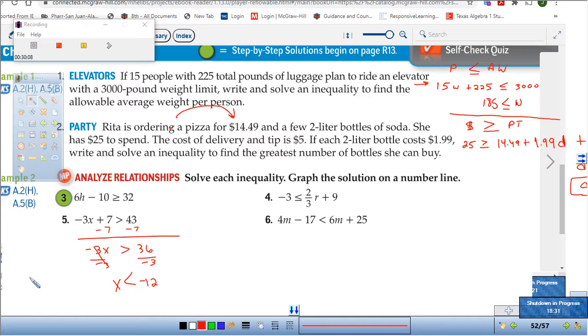-12. Number line, negative 12, going to the left. This system here, we'll call it quits, 30 minutes.